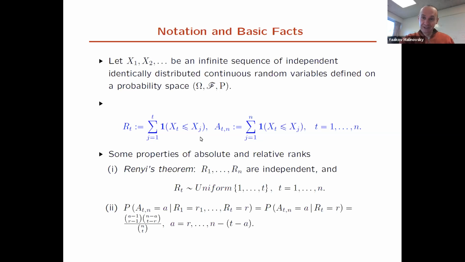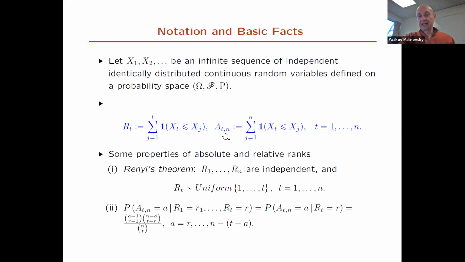So it means if up to time t, xt is the largest observation, its relative rank is going to be 1. If it's the second largest observation, its relative rank is going to be 2, and so on. Now, the absolute rank of observation t among all n observations is defined in exactly the same way, only the sum runs between 1 to n. So it's the absolute rank, which we generally don't observe.